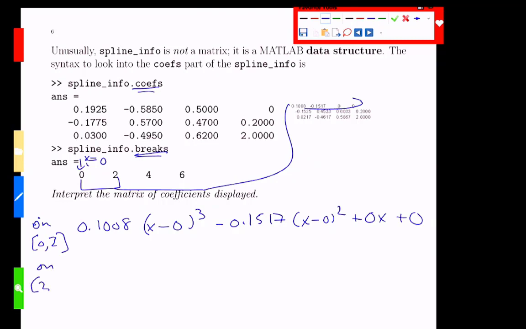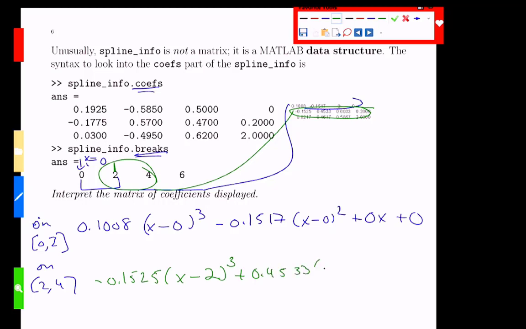On the interval from 2 to 4, we'll do it in a different color here. It's the second row. It applies to the second interval. The left-hand endpoint of that second interval is the 2, and so it's exactly the same idea. Negative 0.1525 times x minus 2 cubed plus 0.4533 times x minus 2 squared plus 0.6033 times x minus 2, that's it, plus 0.2. So it's a very straightforward interpretation of what's going on here.